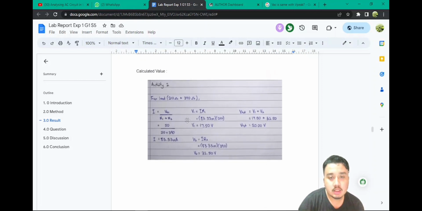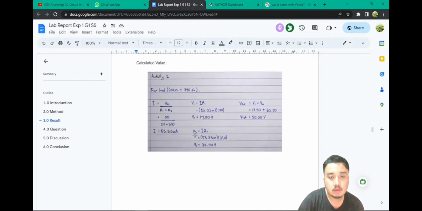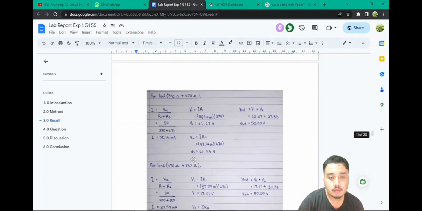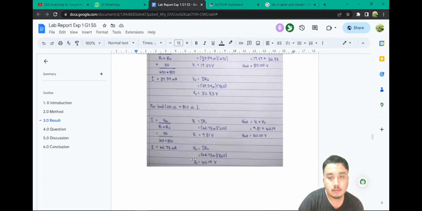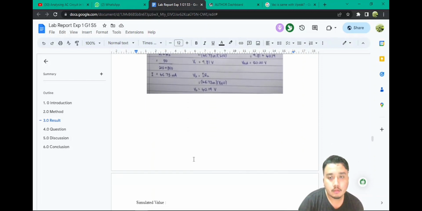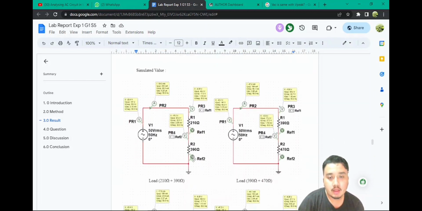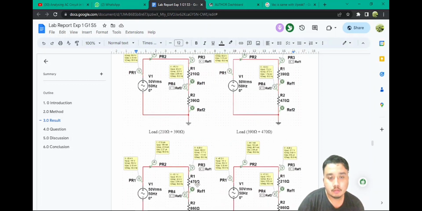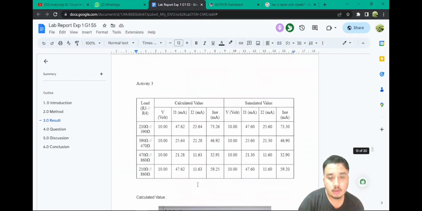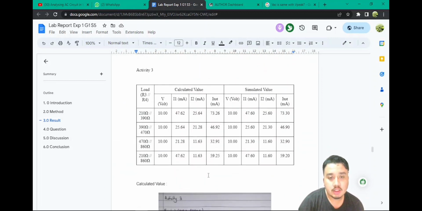Then this is the hand calculation for activity 2. And then this is the simulation for activity 2. Next we go to activity 3. This is the calculated value and also the simulated value.